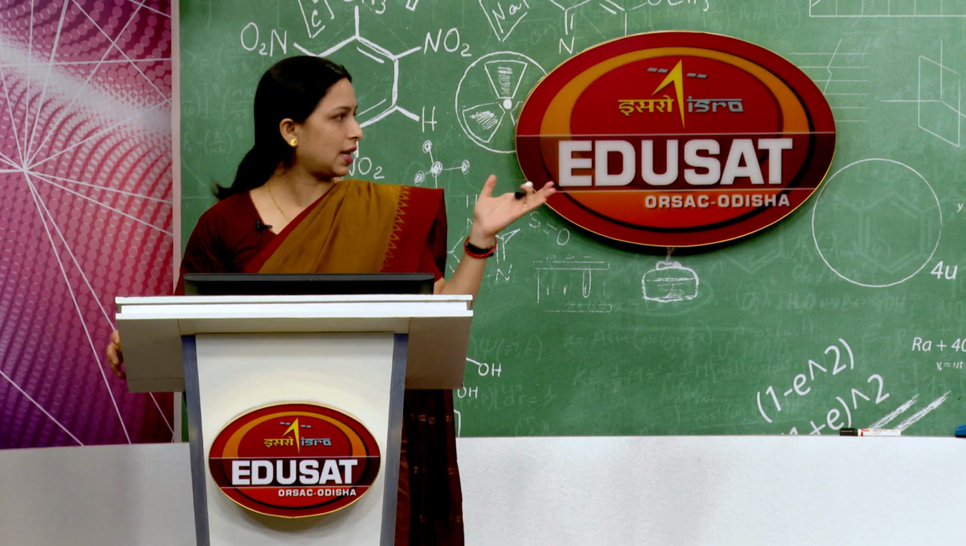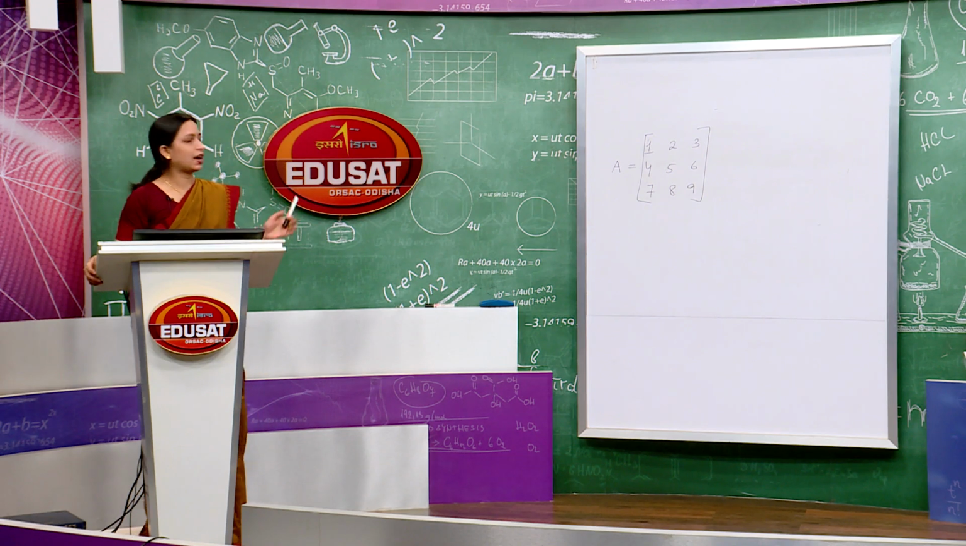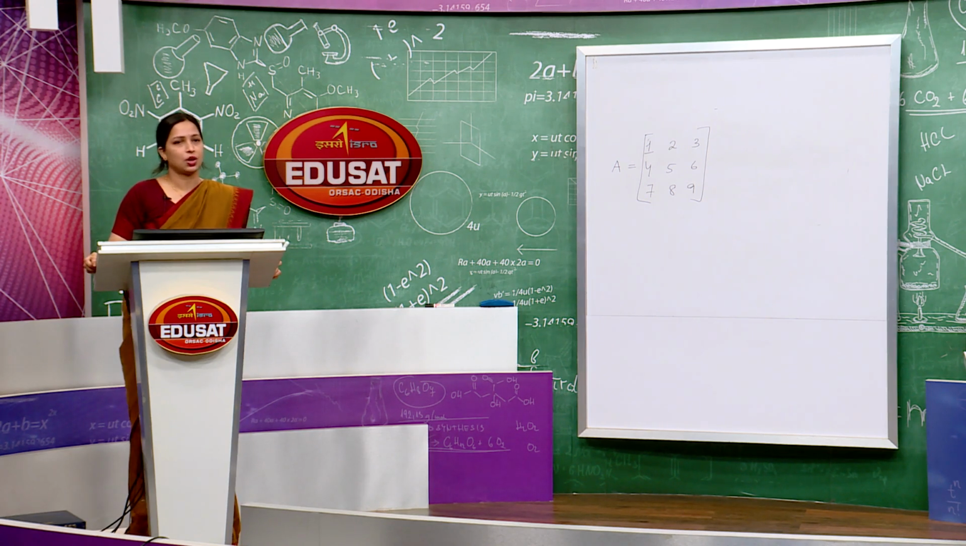So let us take a look at the whiteboard. Now if I ask you to write 1 to 9 in rows and columns, you write it like this, and if I put two brackets in between, then it becomes a matrix, and every matrix has an identity. So let us say this is matrix A, right.